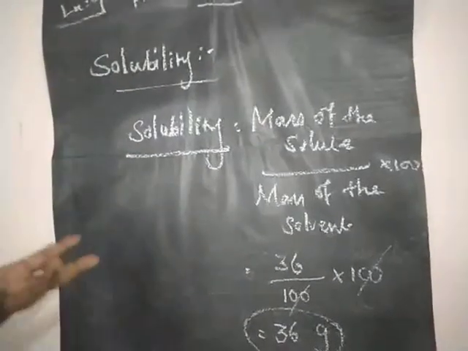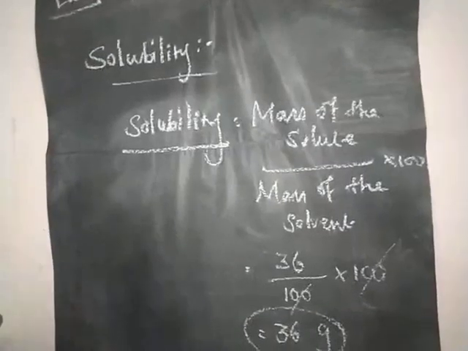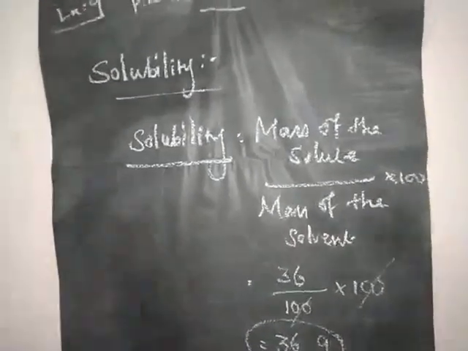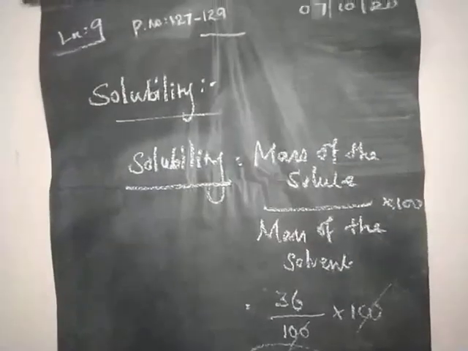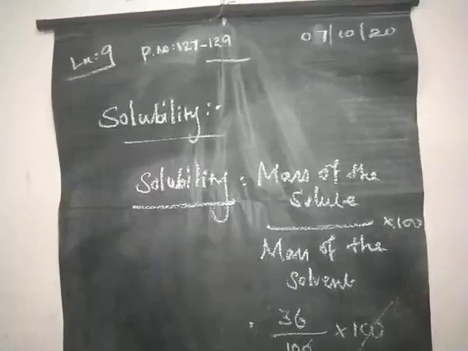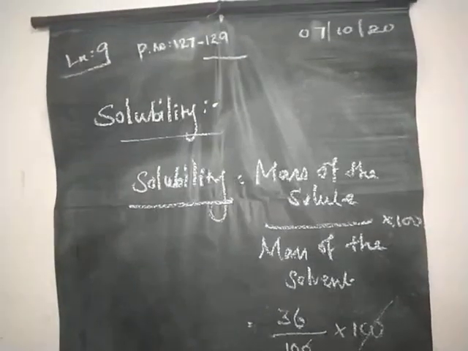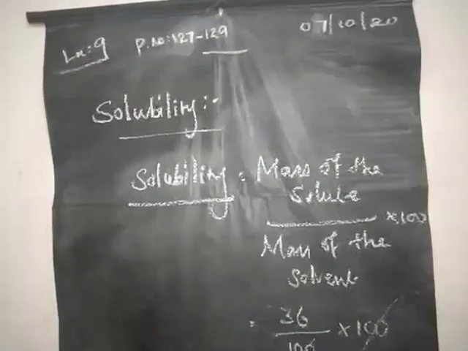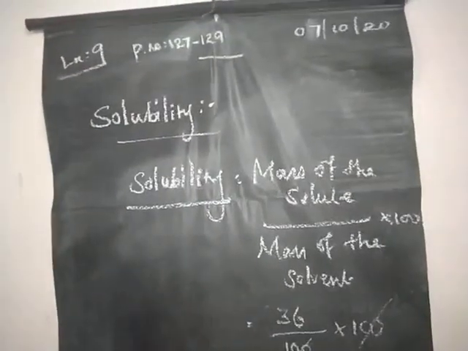In our textbook, few examples are given, for example sodium carbonate, calcium carbonate, ammonia, sodium hydroxide, glucose, sodium bromide. These substances' solubility values are given in our textbook. You just have to go through the textbook.